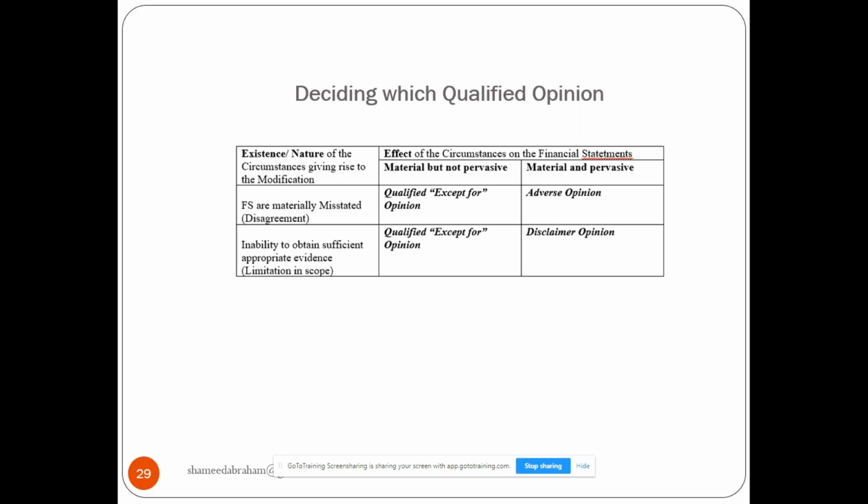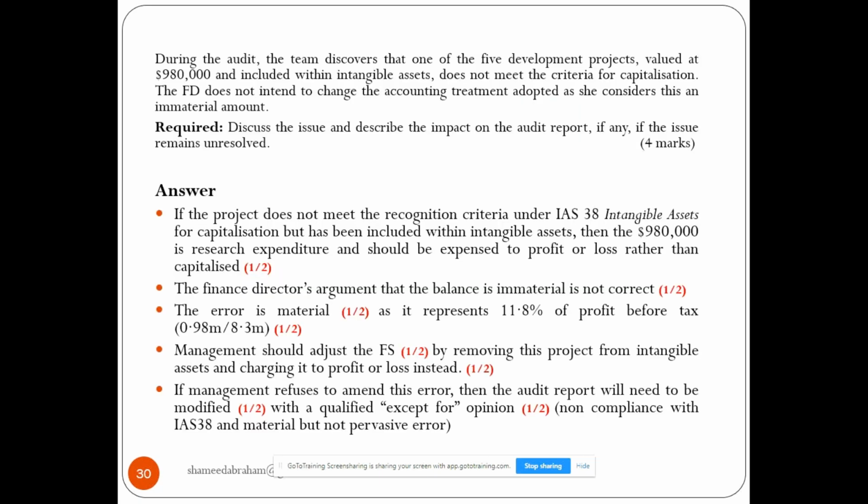I have to know whether it is material. For me to determine whether it is material, I have to perform a calculation, and you have to know about the materiality calculations and the thresholds going into the exam. I don't have the information there in terms of assets and whatever, but in this case, we've calculated it as being 11.8% of profits before tax, and I've gotten 2 half marks.